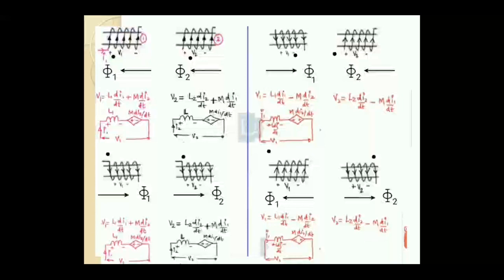Now remember one more point. In case 1 and 2 we get a plus M, and in case 3 and 4 we get a minus mutual induction. Why? Because of opposing flux to each other. M is always greater than 0. It does not become negative. Okay. Mutually induced EMF may be positive or negative, but M must be greater than 0.